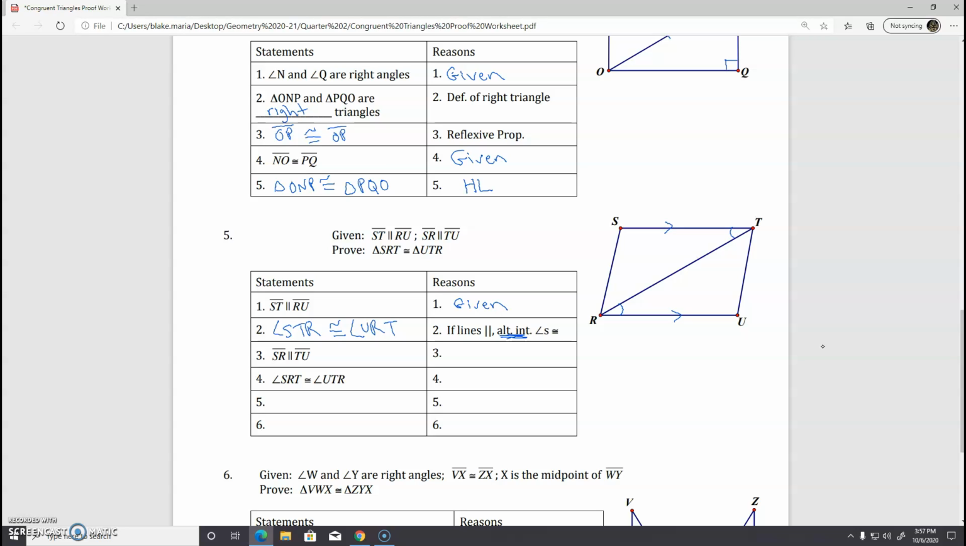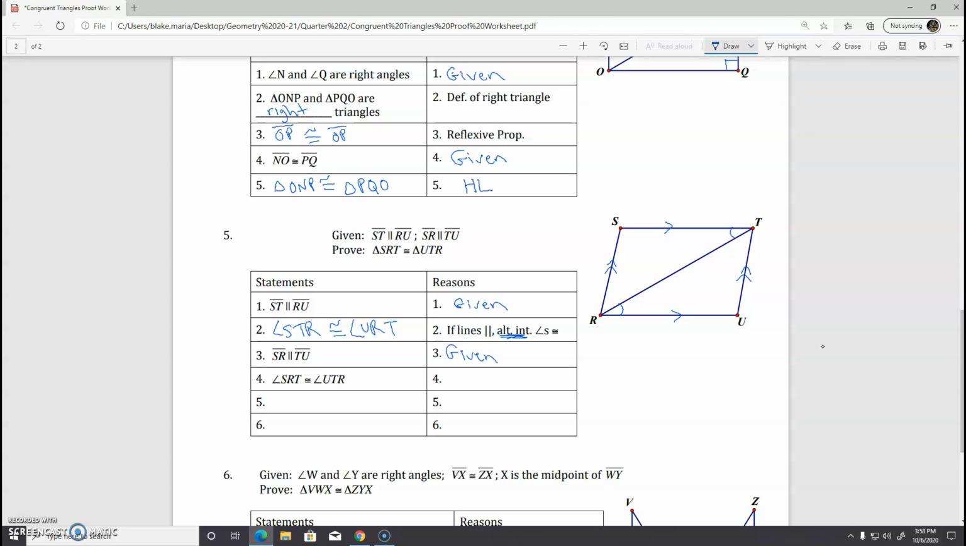Next one says the other lines are parallel. So SR, we'll give it 2 arrows, is parallel to TU. SR is parallel to TU. Again, that was given. And then it gives us angles. Angle SRT, give it 2 rainbows, is congruent to UTR, give it 2 rainbows. Why are they congruent? Again, alternate interior angles. Understand what you want to prove. You want to prove these 2 triangles are congruent.